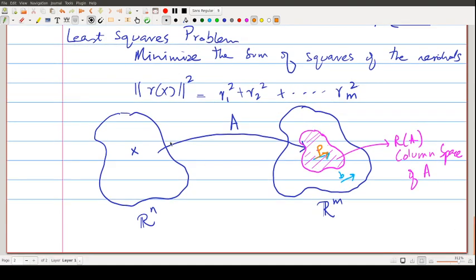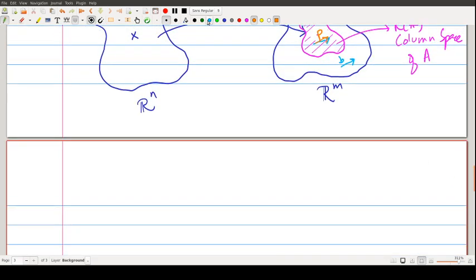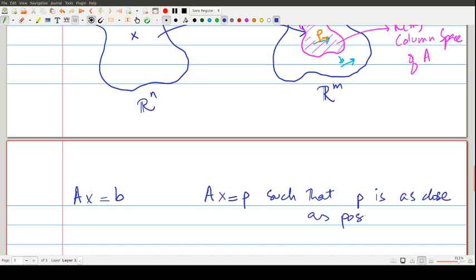So let's go to the next page. The idea I'm talking about is I won't be able to find Ax equals B, but I can find Ax equals P such that P minus Ax is as small as possible, and such that P is as close as possible.